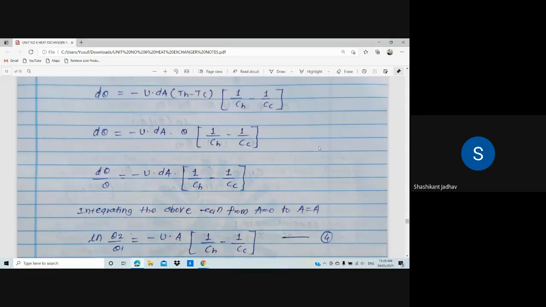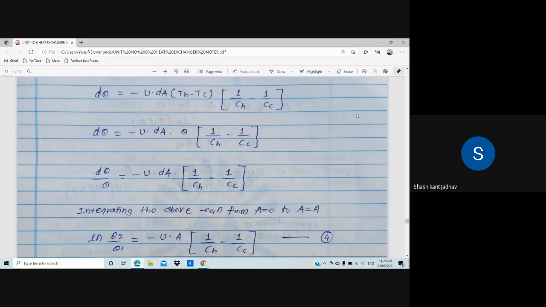So for the left hand side, that theta becomes the denominator. From that we get the equation d theta divided by theta is equal to minus U into dA into bracket 1 upon Ch minus 1 upon Cc.